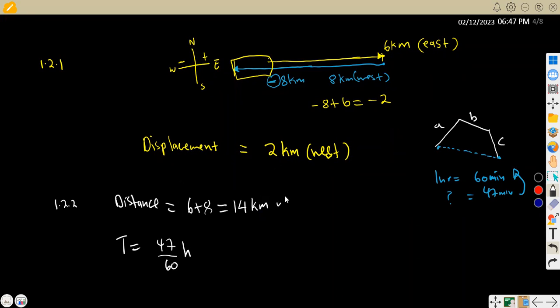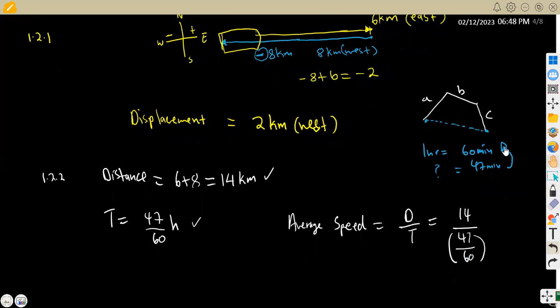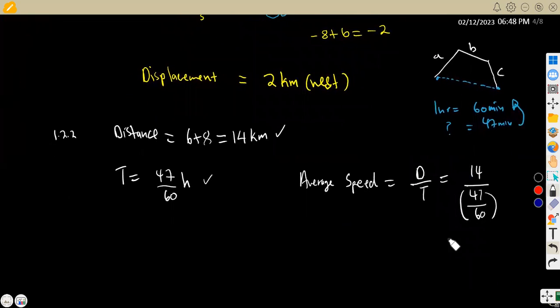So we have the distance, we have the time. What about the average speed now? Because the person is asking us to calculate the average speed. We know that speed is equivalent to the distance over the time. So that's your distance in kilometers, 14, over the time in hours. And we determined our time in hours, which is 47 over 60. Just open a bracket for that 47 over 60 so that you can obtain the correct answer. So it's 14 divided by, you open the bracket, 47 over 60 like that.